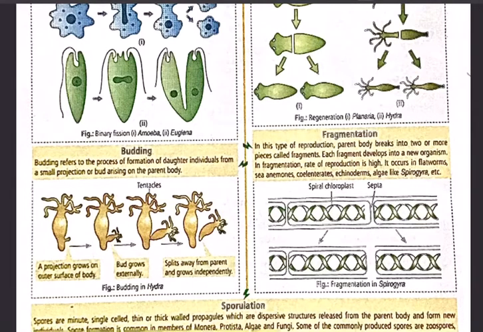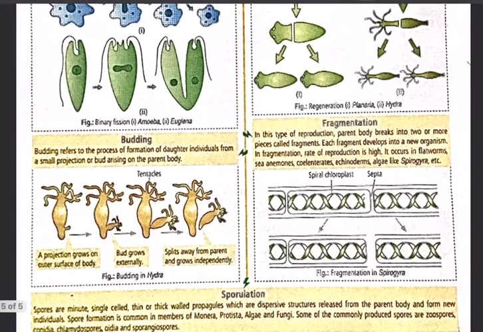So budding refers to the process of formation of daughter individuals from a small projection or bud arising on the parental body, as you are seeing. In the first diagram you can see a small projection grows on the outer surface of the body. In the second diagram you are seeing the bud, that outer projection, grows externally. Remember, it is externally. And the third one, it splits away from the parent and grows independently. You are seeing a daughter cell getting detached from the parental cell and forming separately, growing as an individual.